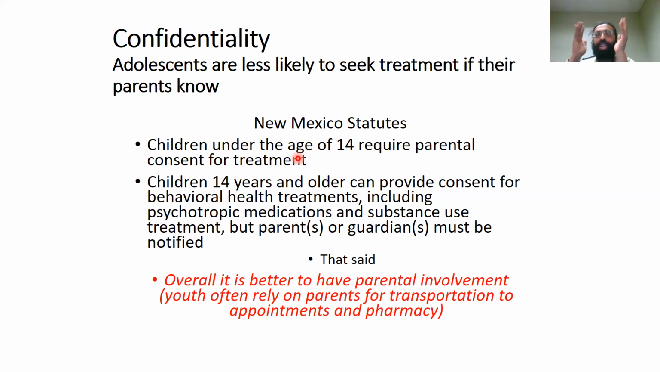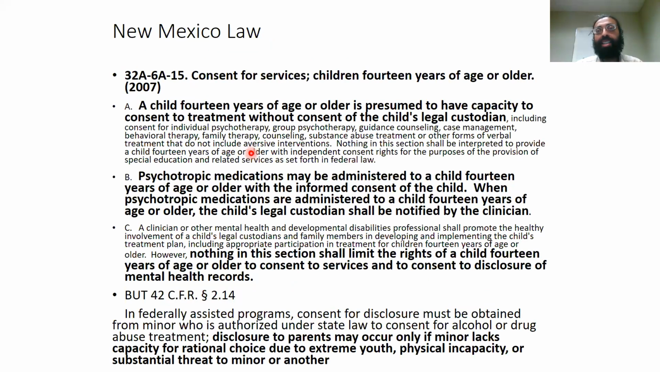So that 14 to 18 age group, that intermediate period, they actually can provide consent for behavioral health treatments, including psychotropic medications and substance use treatment. So over 14, they can consent. They don't need parent or guardian consent, but parents or guardians must be notified. That's what it says. So it's a notification law in New Mexico, not a consent law.